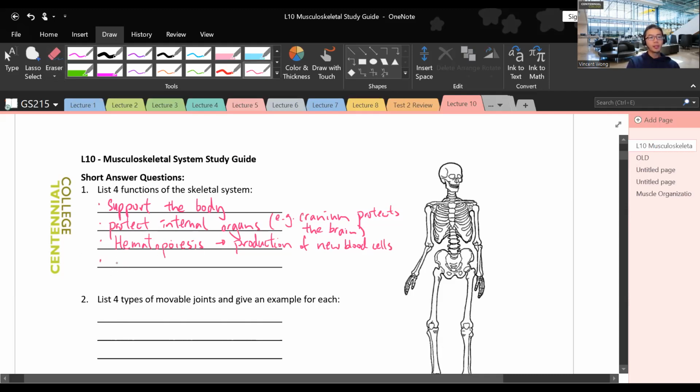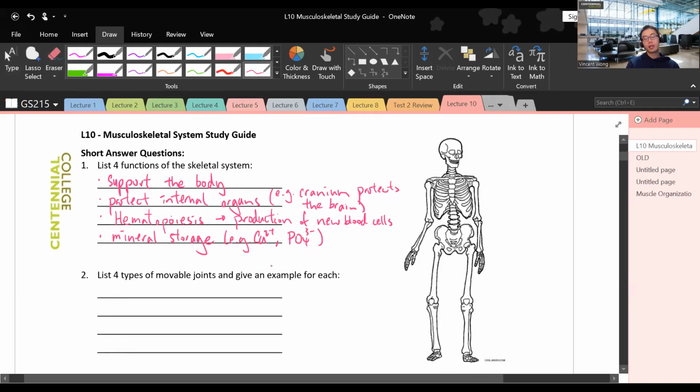And one last one. It is for mineral storage. So not just calcium, which is what most people are familiar with. It also stores things like phosphate. Okay, so various forms, various salts that contain calcium as well as phosphate in them. So yeah, those are the 4 major functions that we talked about in the lecture.